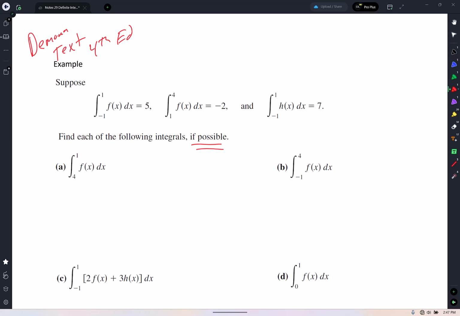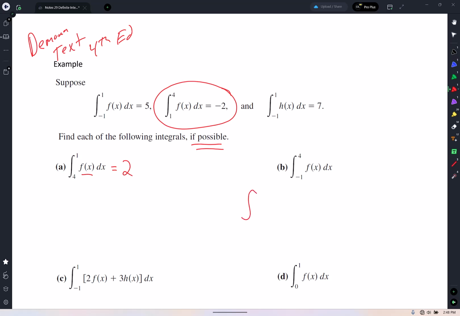Area under the curve from x equals 4 to x equals 1 of f of x. Well, I have this one from 1 to 4. So if I reverse the limits, then this has to be 2. Letter B, area under the curve from -1 to 4. Yeah, I can figure that one out.